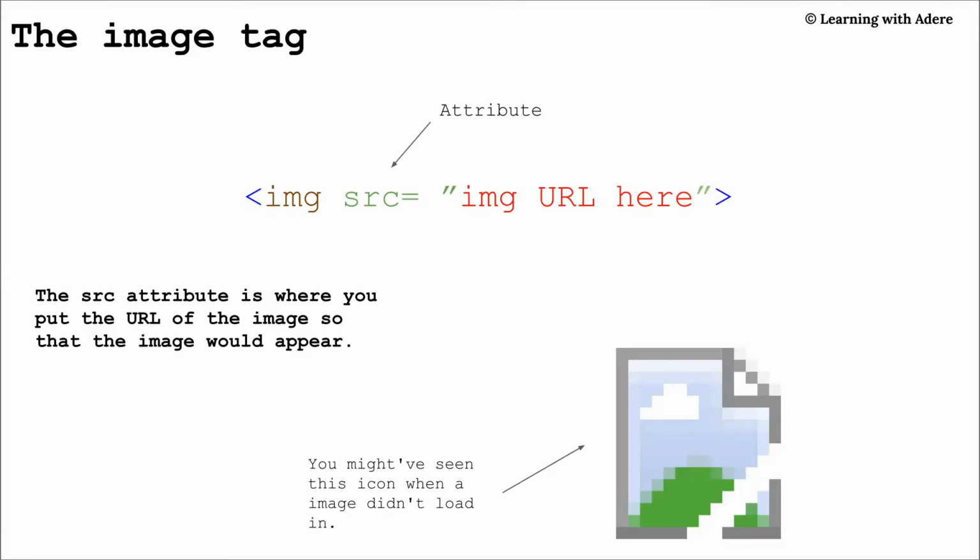The image tag is something we briefly covered last class, but is very important. The image tag uses something we haven't discussed yet, known as an attribute. If you look at our picture, we have an arrow pointing to the attribute. In this case, the attribute is src, which we pronounce as source. The source attribute is where you put the URL of the image so that the image would appear on your web page. You might have seen this image before if the image didn't load in.